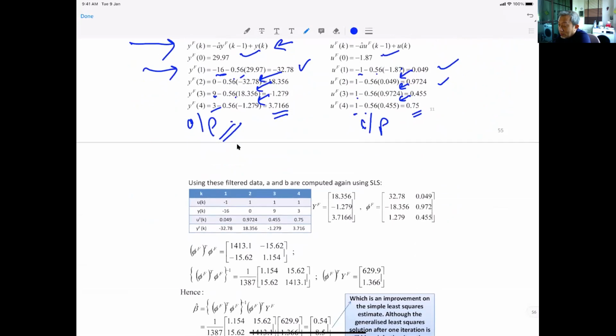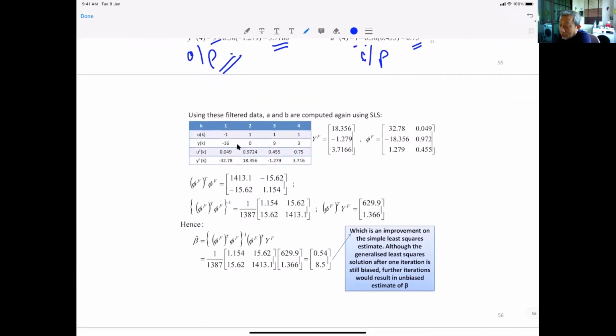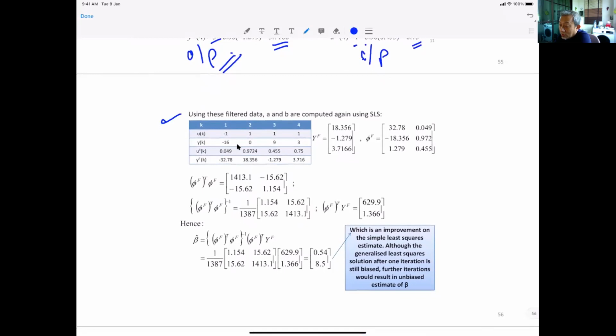So you arrange like this. Sequence K 1, 2, 3, 4. This is UK, the previous one. YK, the unfiltered data. And you have the filtered data for U, and the filtered data for Y, as you calculated previously. Then you do the least square again, for the filtered data. Do not apply it on the non-filtered data because that is already done in part 1. In part 2 you apply it on the filtered data, which is UFK and YFK.